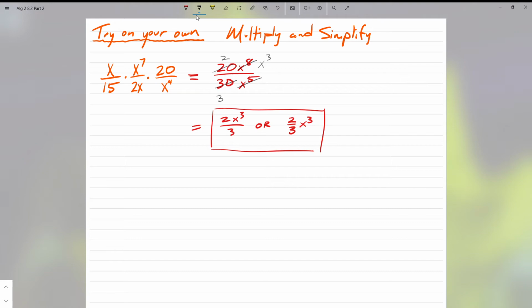So the 20 and the 30, I canceled that, divided both of them by 10. And then on the x to the 8th and the x to the 5th, I took out 5 x's, so basically divided by x to the 5th, and that left me with 3 of them on the top. And so then this was my simplified answer.